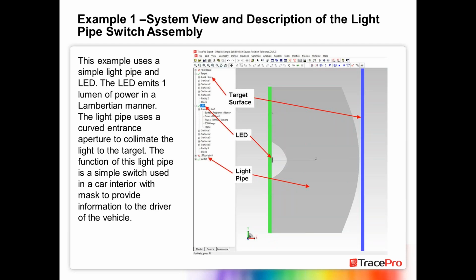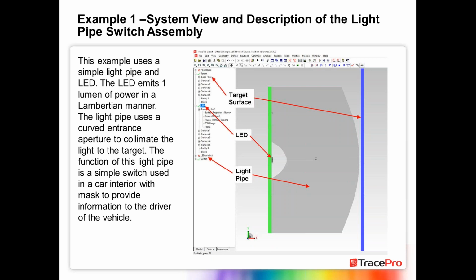So let's look at an example. Let's jump right into it. Let's look at a light pipe switch. In this light pipe switch, it's really a very simple system, and I wanted to start off with a real simple one. You've got an LED on a printed circuit board, there's this light pipe made out of plastic, and then you have a target.